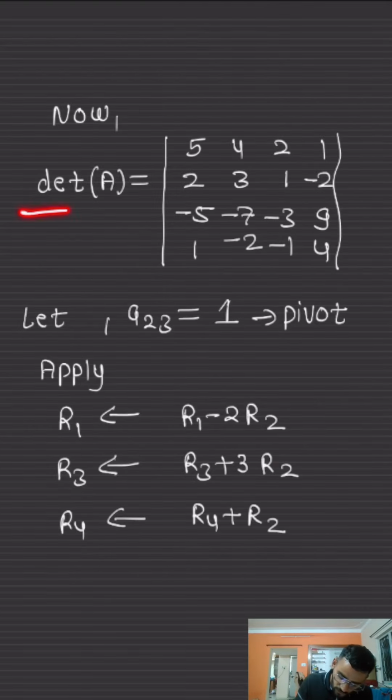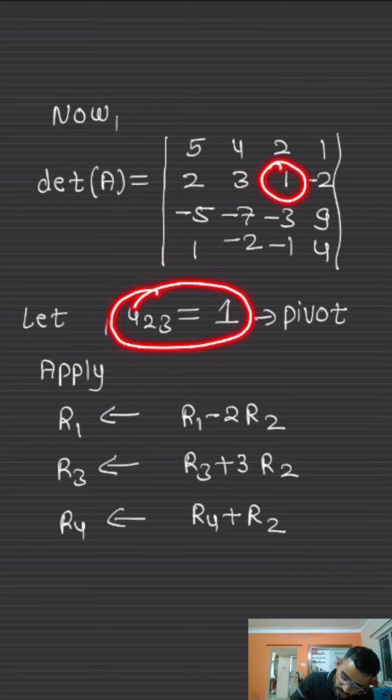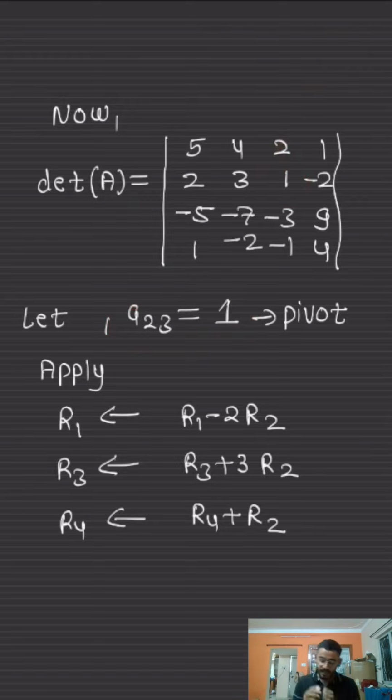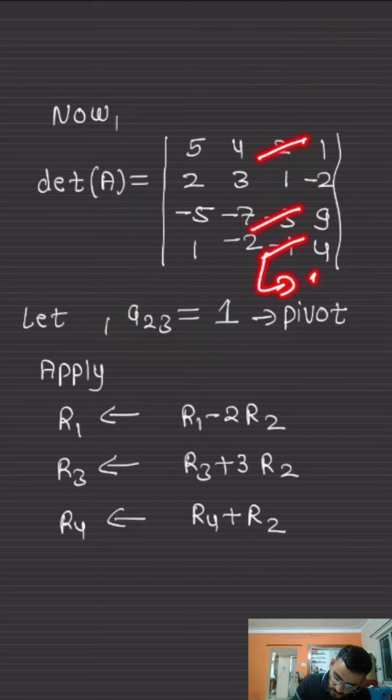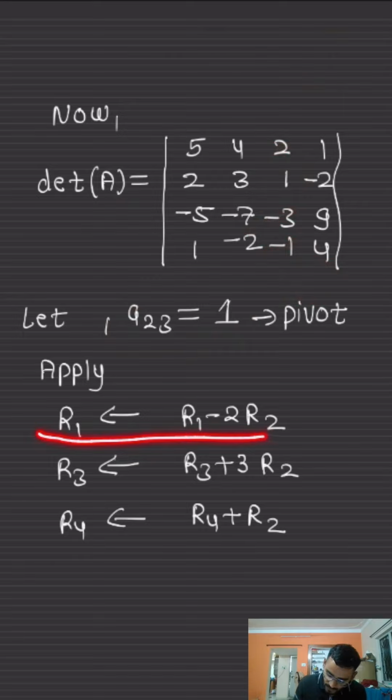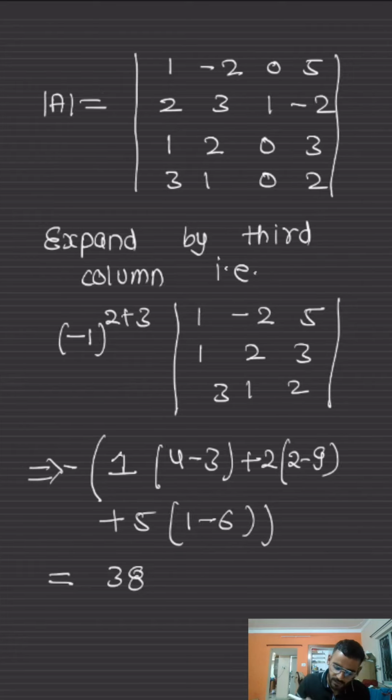Okay, so we need to find the determinant of A, which is the determinant of this matrix. Let's say we choose this A23, which is 1, as pivot. Now we need to apply the elementary row operations to make all these 3 elements 0. So we apply R1 minus 2 R2, then R3 plus 3 R2, and R4 plus R2. By applying elementary row operations, we get this determinant.